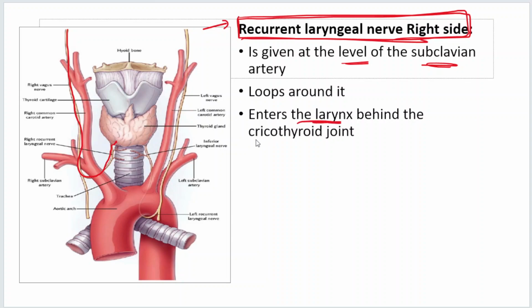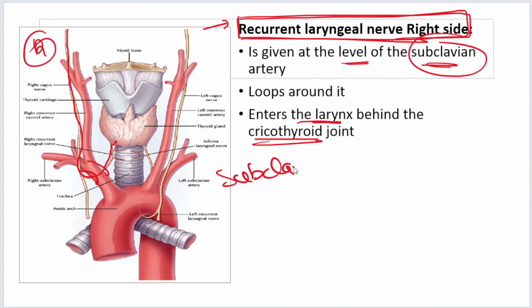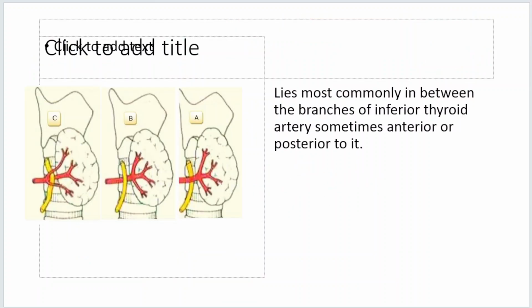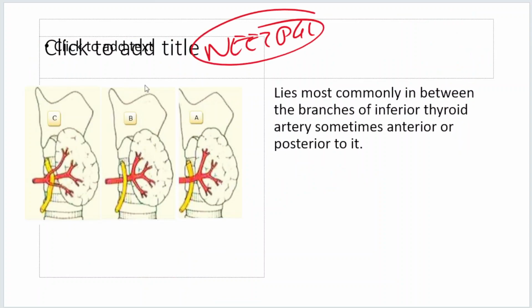It enters the larynx behind the cricothyroid joint. So on the right side, it is given at the level of the subclavian artery. Okay, on the left side. Okay, one more point. This is from the NEET PG point of view. This is important. This nerve is coming, looping around the subclavian artery, and it is going upwards before entering into the larynx. Just below the cricothyroid joint, it is joining.